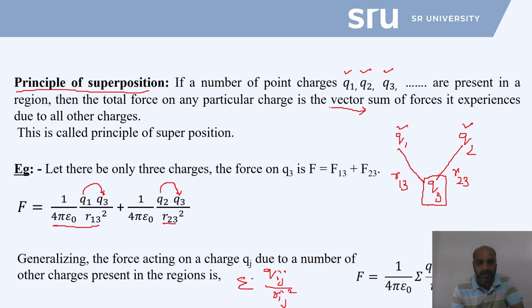Let it be the nth charge. Then this i will start from 1 and go up to n minus 1. As per our example, j is 3. And how many times are we applying that equation? n minus 1 times. So you can apply Coulomb's law even though the charges are more than 2, but of course we need to apply it n minus 1 times.